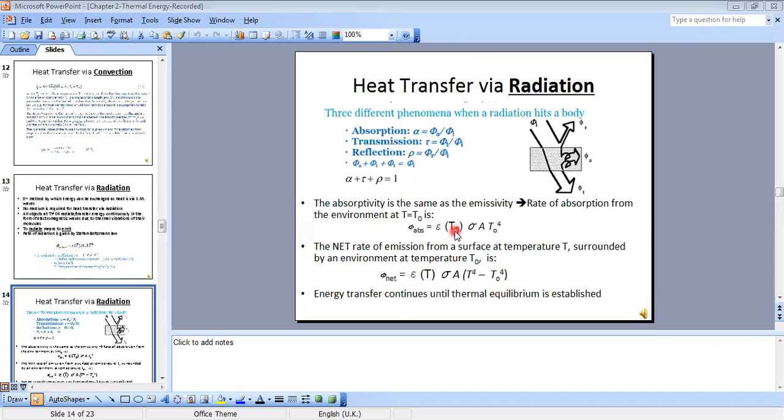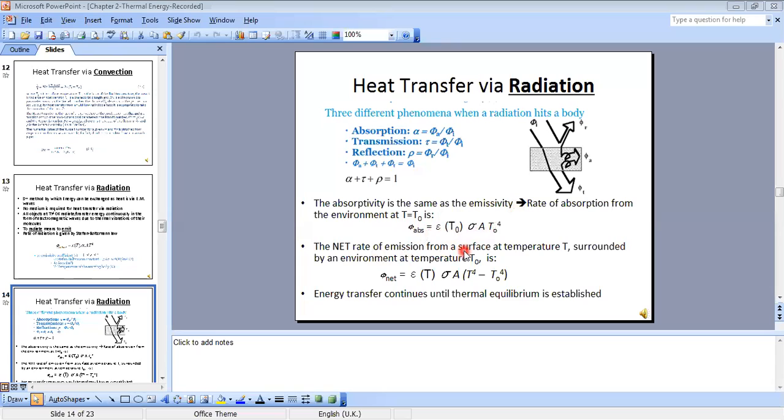Now, as we said, the absorptivity is the same as the emissivity, because in steady state conditions, what is absorbed is radiated by the body again. So the rate of absorption from the environment takes place, let's say, at T equal T0, which is the temperature of the surroundings. Then we can say that phi absorbed is equal to the emissivity times the Boltzmann constant times A times T0 to the power 4.